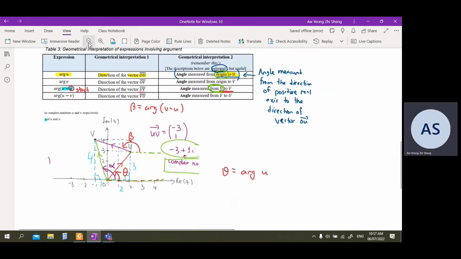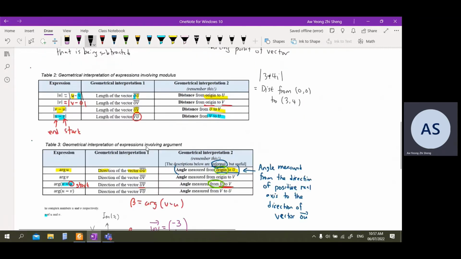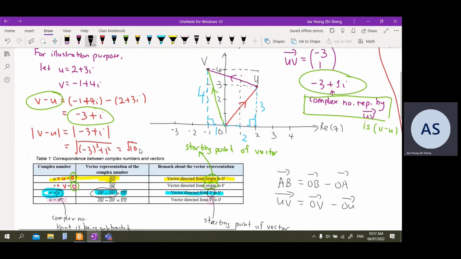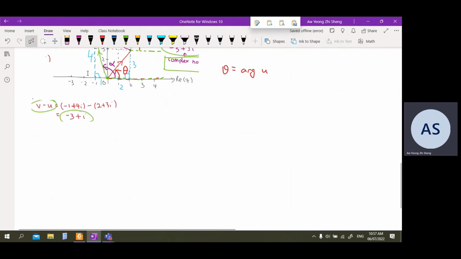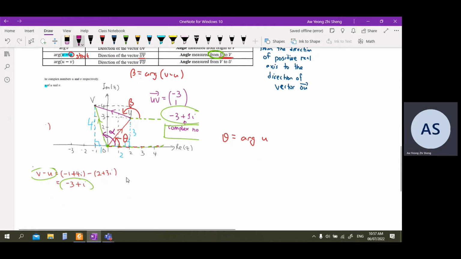Now, to those who find this hard to accept, I will try to convince you that this actually works and is correct. Earlier we have computed that v minus u, according to our illustration and the numerical example here, is negative 3 plus i. So I'll take this information down, just to convince you that the geometrical interpretation is actually correct. Now, the argument of v minus u will be the argument of minus 3 plus i.